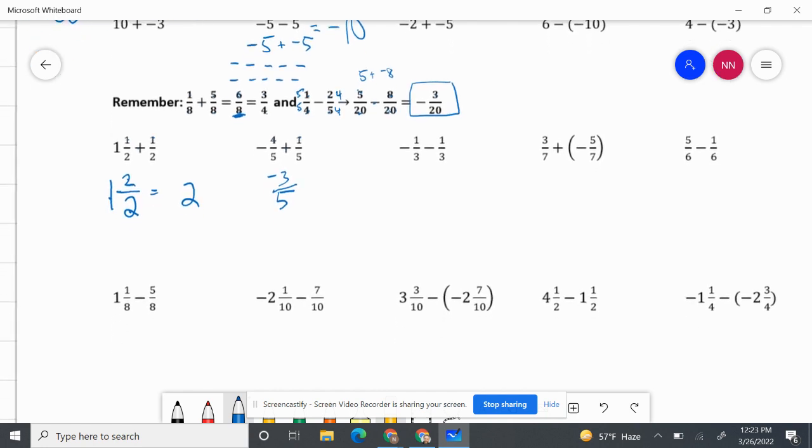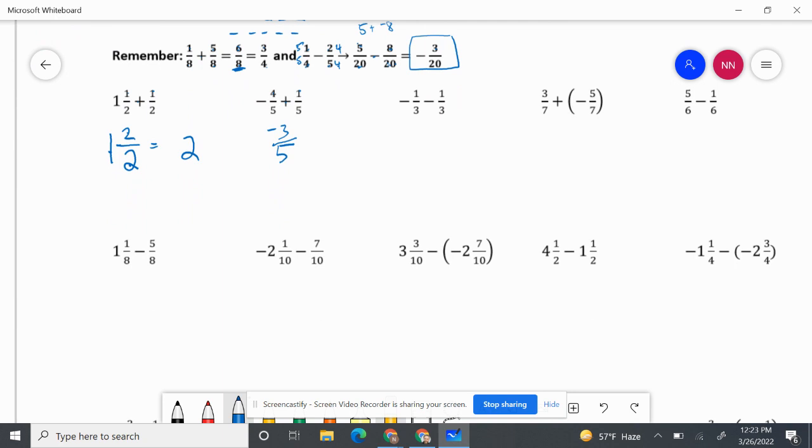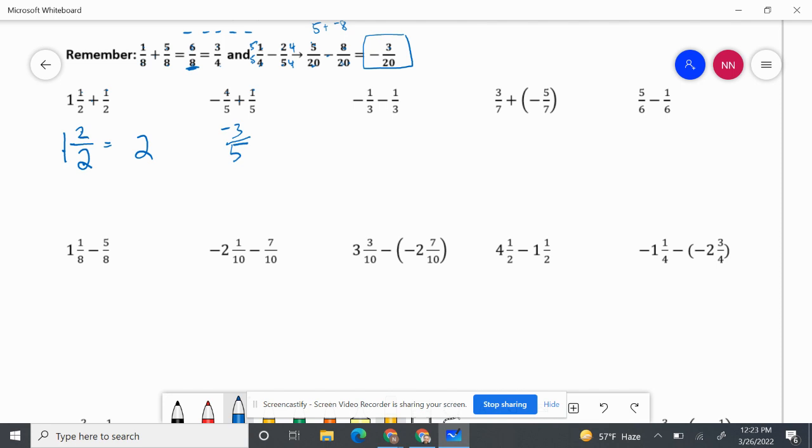Now, let's look at this one right over here. What we have are two negatives. And remember, when we have two negatives, it becomes a positive. So we're going to be adding these two. Here we're going to be adding the two whole numbers. 3 plus 2 gives us a 5. Our common denominator is a 10. 3 plus 7 is 10. 10 over 10 is 1, but we already have the 5, so that would be a total of 6. So here are a few common denominators.